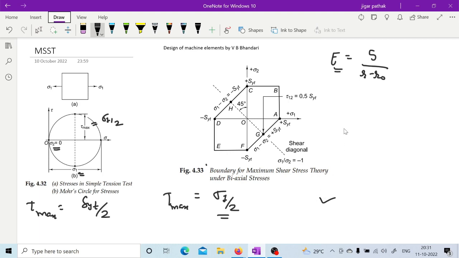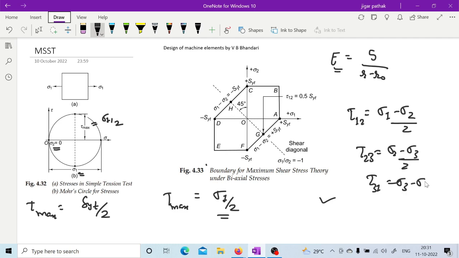So if you go for all the three planes, then tau 1 2 may be considered as (sigma 1 minus sigma 2) by 2. Tau 2 3 can be considered as (sigma 2 minus sigma 3) by 2, and tau 3 1 is (sigma 3 minus sigma 1) by 2.